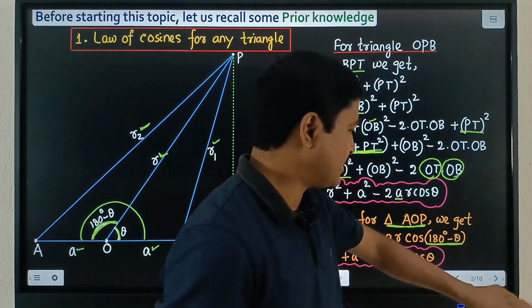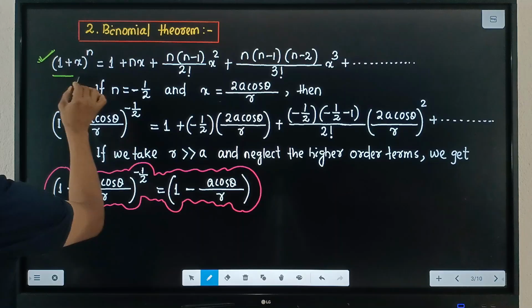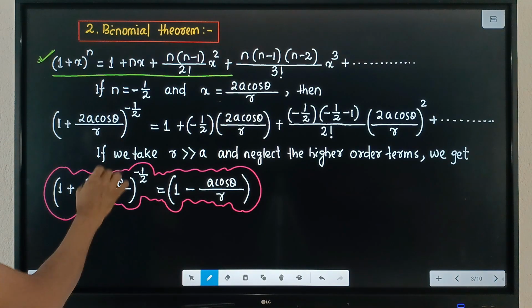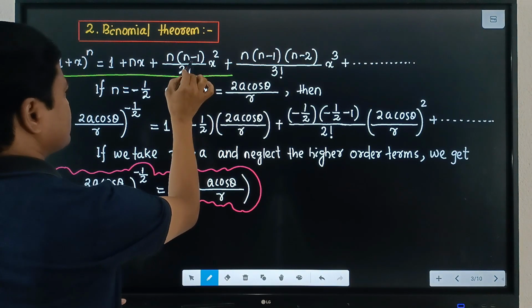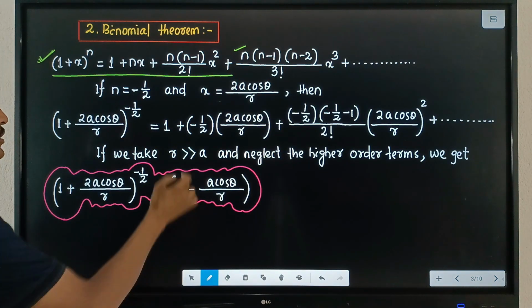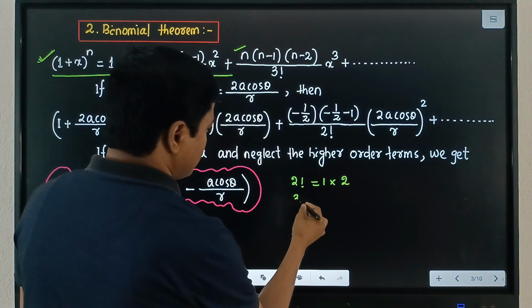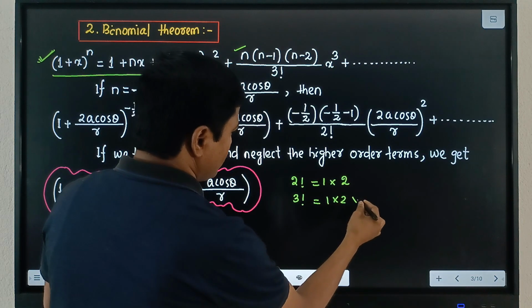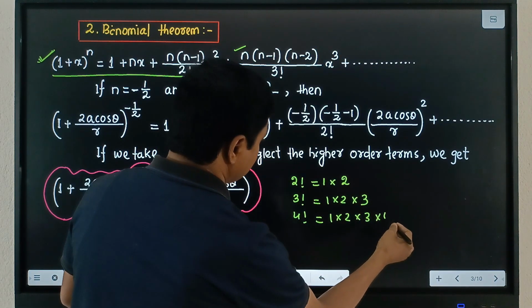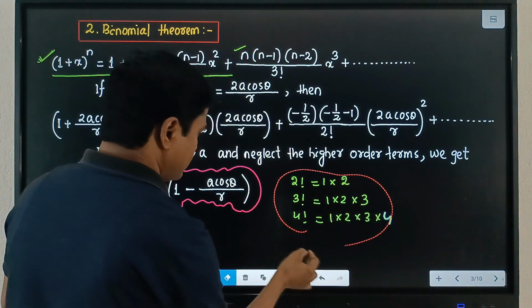Then another mathematical formula is there, which is known as the binomial theorem. We write 1 plus x whole to the power n is equal to 1 plus nx plus n into n minus 1 divided by 2 factorial x square, plus higher order terms are also there. What is 2 factorial? 2 factorial is equal to 1 multiplied by 2. What is 3 factorial? That is 1 multiplied by 2 multiplied by 3. What is 4 factorial? We write 1 multiplied by 2 multiplied by 3 multiplied by 4, just like this. Clear?